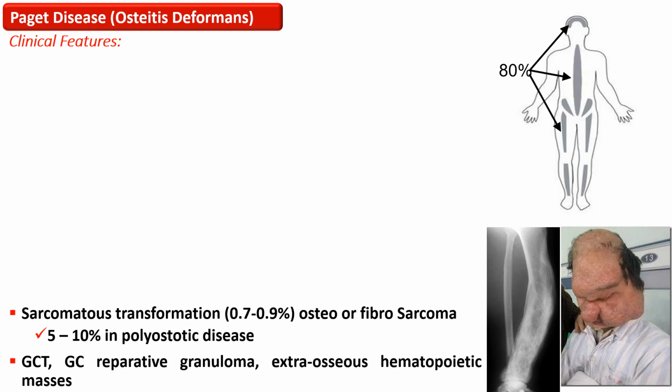Malignant transformation in the pagetoid bone is also reported. This malignant transformation is encountered in 0.7 to 0.9% of the cases. Mostly these malignant transformations lead to osteosarcoma or fibrosarcoma. This malignant transformation increases to 5 to 10% in polyostotic disease. Giant cell tumor, giant cell reparative granuloma, and extraosseous hematopoietic masses are also seen.